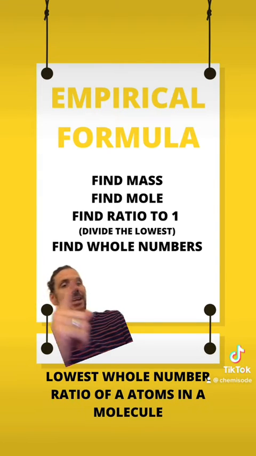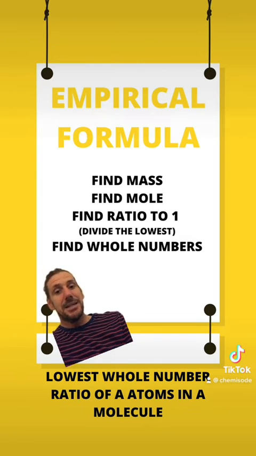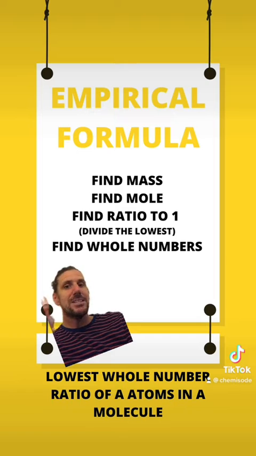Find the mass of each element and convert that into mole. Once you've got the moles, find the basic ratio of the atoms to 1, and then you can find that number in a whole number. I didn't explain that very well, but the best way of doing this is through an example. So let's have a look at an example.